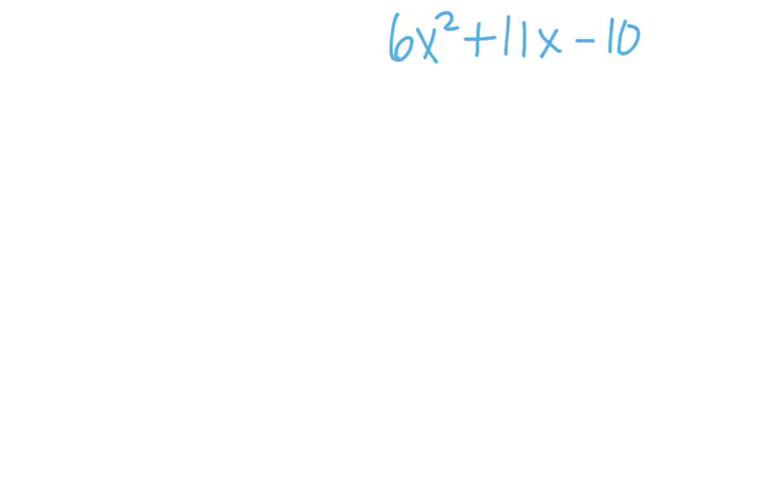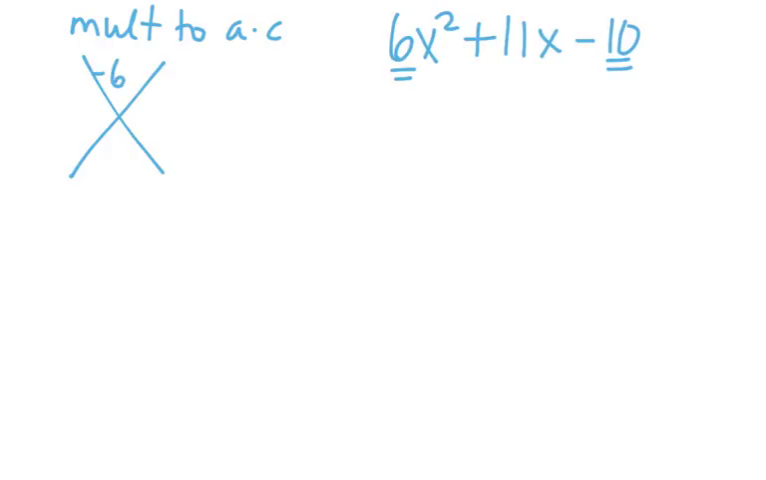Okay, here's another problem. 6x squared plus 11x minus 10. All right, so slightly bigger numbers, but that's okay. I'm looking for multiplies to AC. Multiplies to A times C. Well, A is 6, C is negative 10, okay? Adds to 11. So I'm thinking about factors of negative 60.